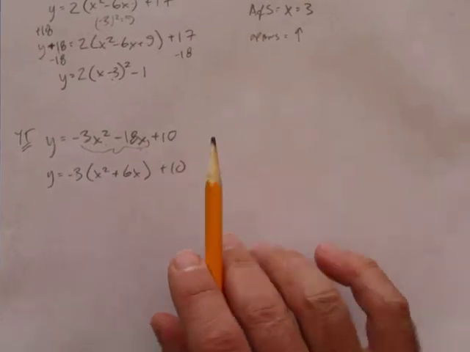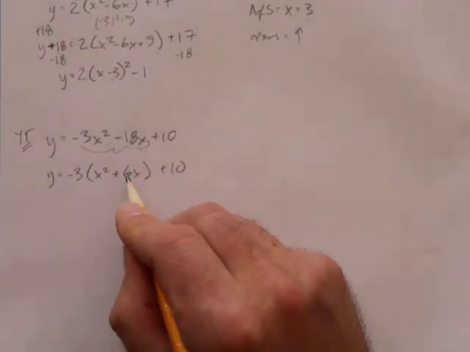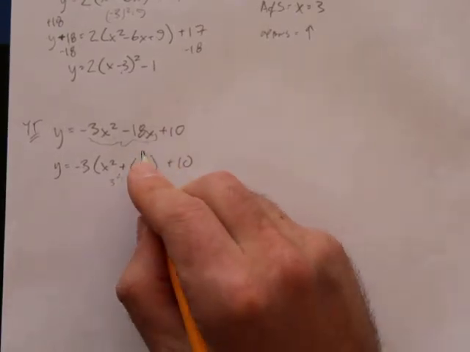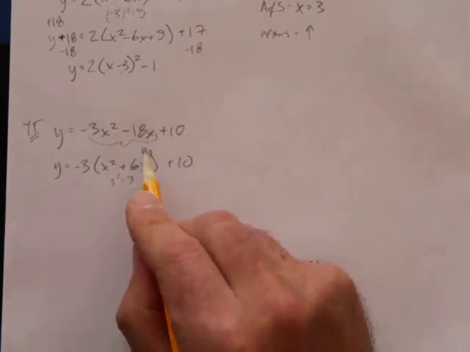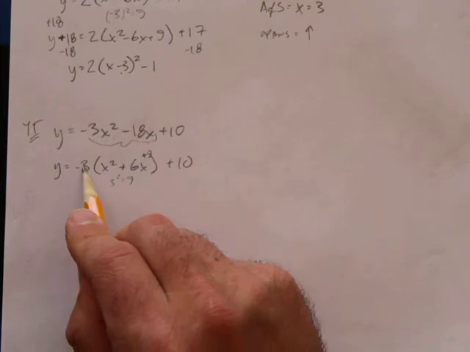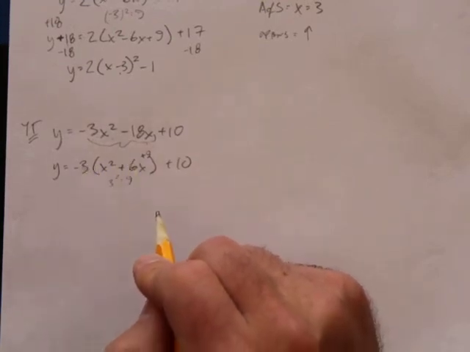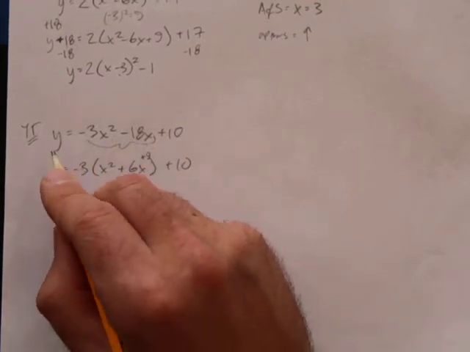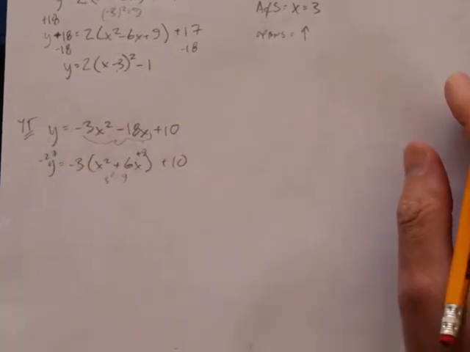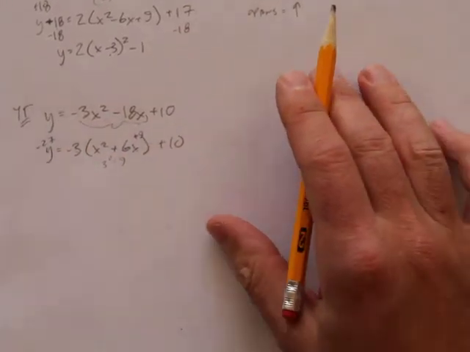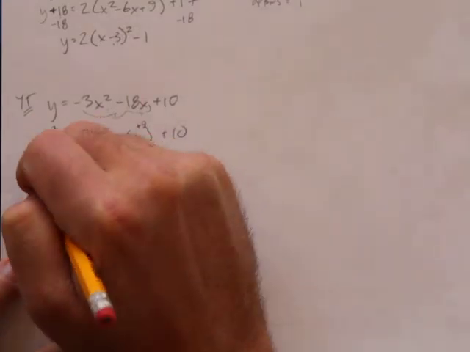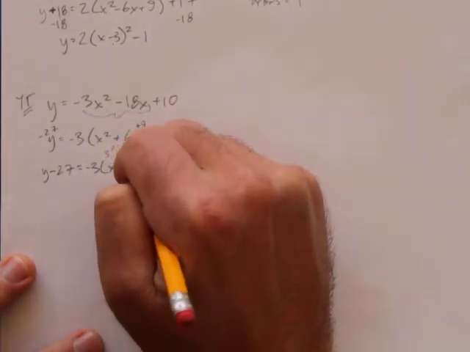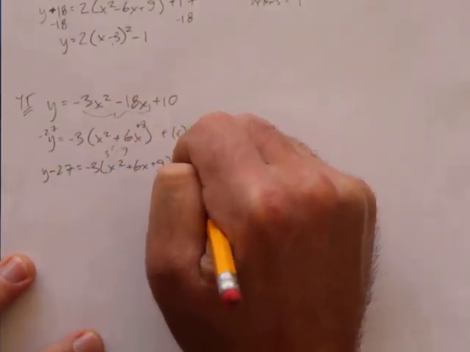If I multiply this negative 3 times the 6x, then I would get this negative 18x, so I've factored correctly. Now, I need to decide what is half of 6. It's 3. What's 3 squared? It's 9 again. All right, so I'm going to add 9 in here. And what I'm really adding to this side of the equation is 9 times negative 3. So that's negative 27. So I'm really adding negative 27 to this side. I also need to add negative 27 or subtract 27 from the other side. I need to do what I do to one side, I do to the other. So let's rewrite this whole thing. Y minus 27 equals negative 3 times x squared plus 6x plus 9 plus 10.